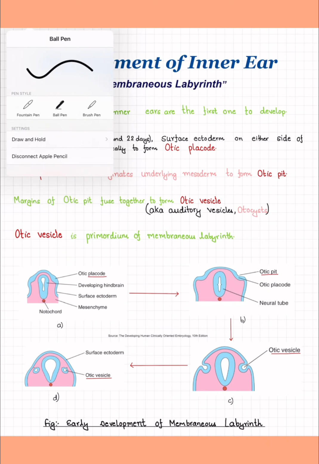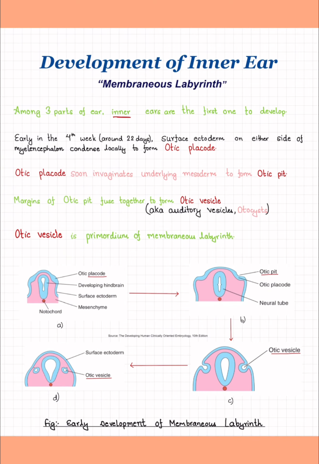Among the three parts of the ear, that is inner ear, middle ear and external ear, inner ear is the first one to develop. During the early fourth week of development, the surface ectoderm that covers the developing hindbrain swells, condenses locally to form otic placode. Now see, this swelling is known as otic placode in the surface ectoderm. These otic placodes soon invaginate the underlying mesoderm and form otic pit.